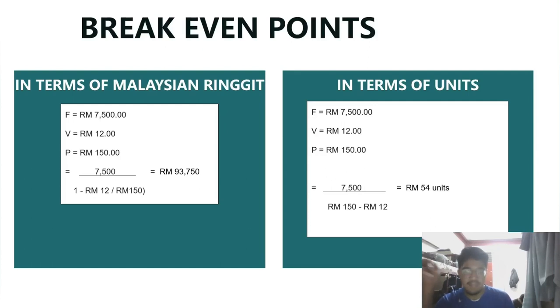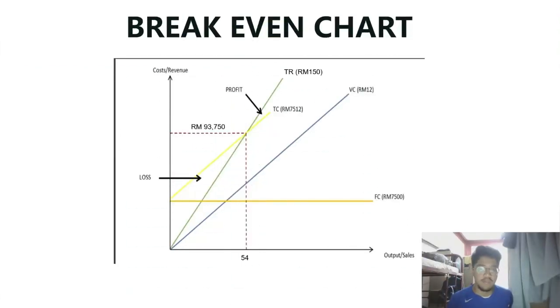Now in terms of units, F, V, and P are the same. However, in terms of how to calculate, 7,500 ringgit is divided by 150 ringgit minus 12 ringgit, which in turn gives around 54 units. Okay, now we are at the break-even chart.